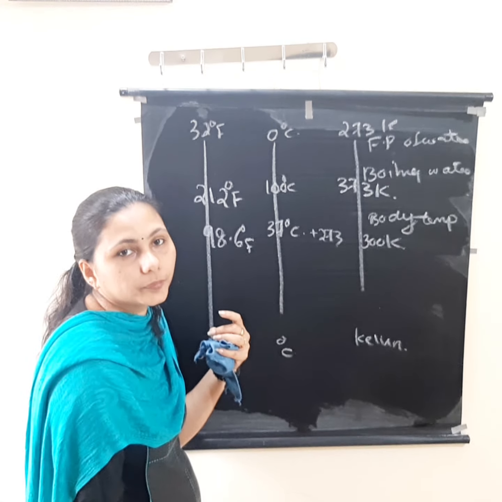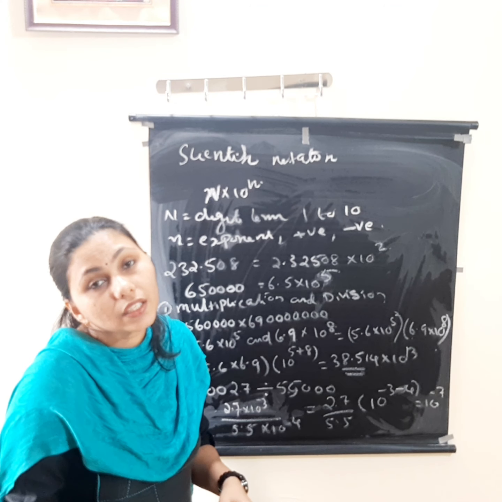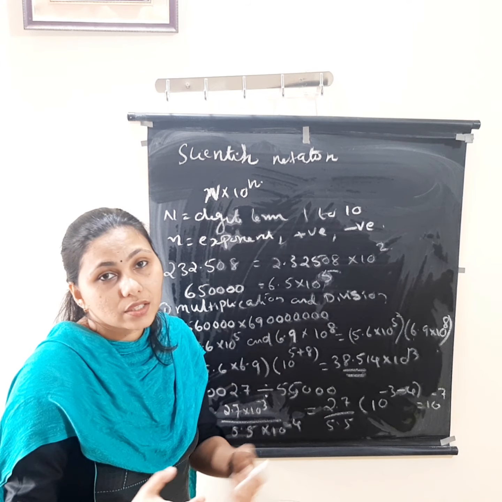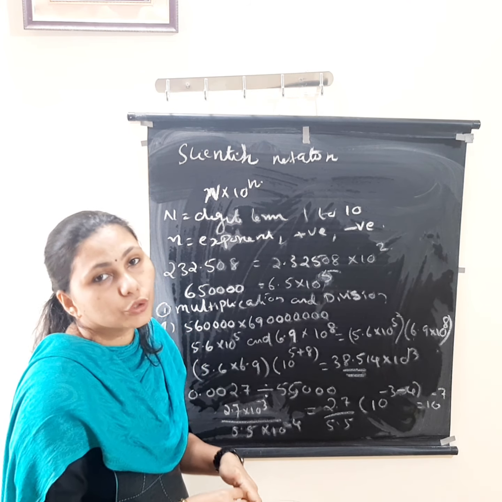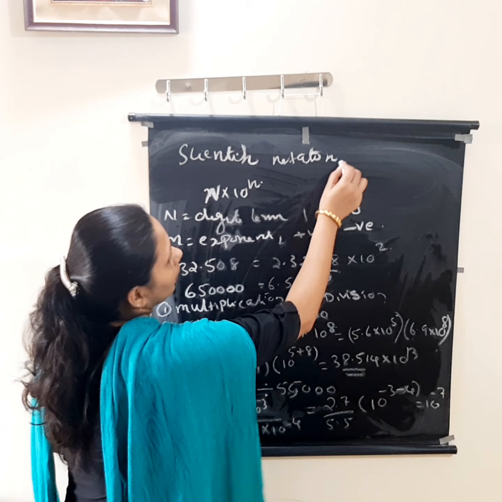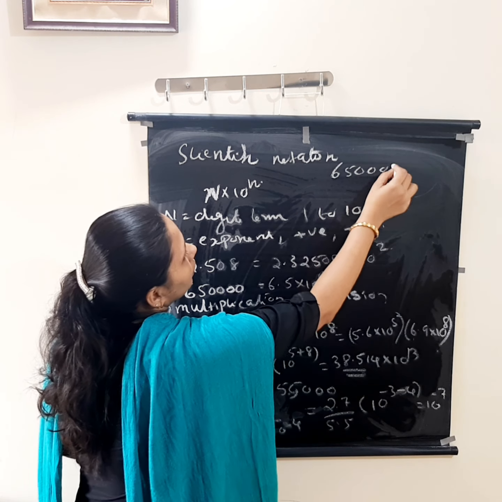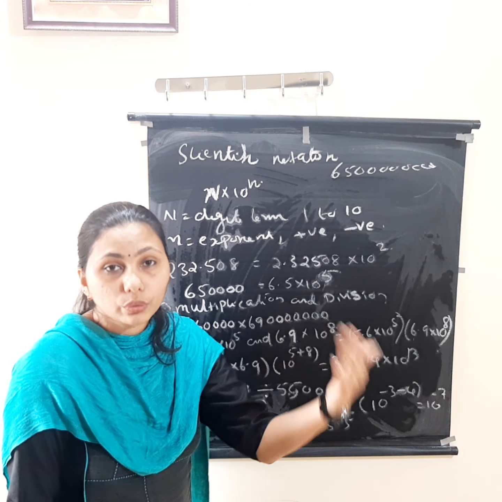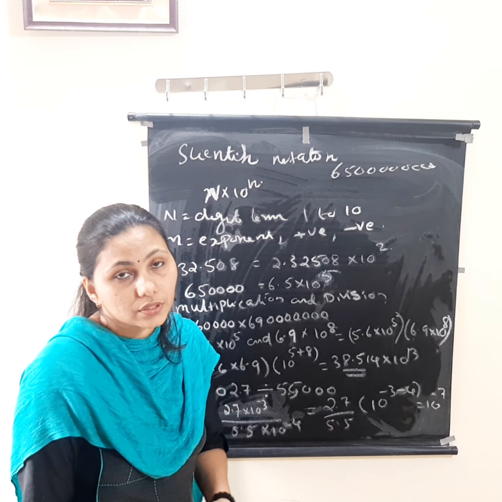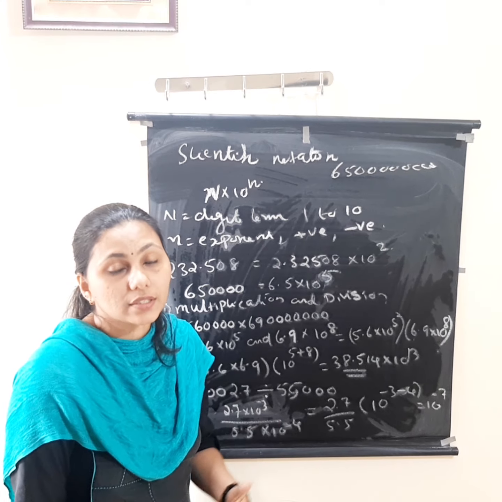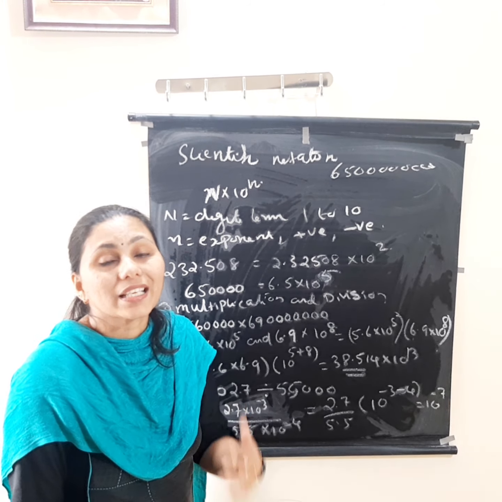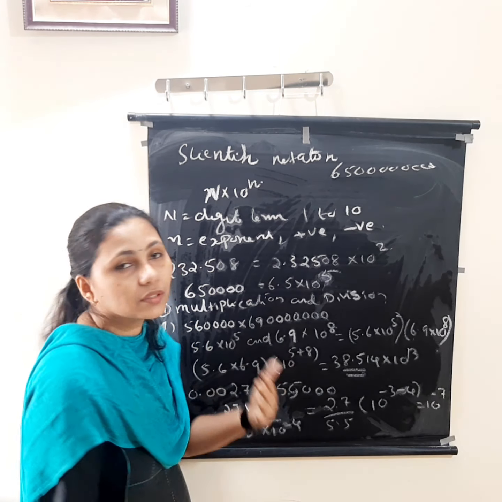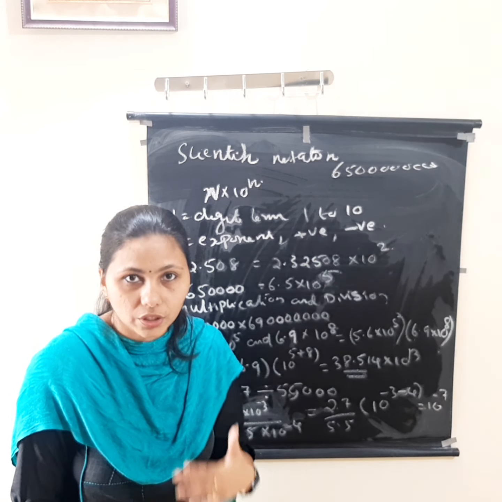Clear all of you? Next term is scientific notation. Scientific notation means to write large numbers. It is very difficult to write large numbers, for example 65, 0, 0, 0, 0, 0, 0, 0, like that. It is very difficult to write. To express that type of big numbers, we are using one notation that is known as scientific notation or exponential notation. All of you know that, but the term is new, scientific notation or exponential notation.